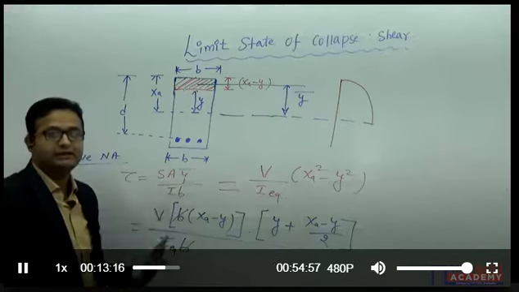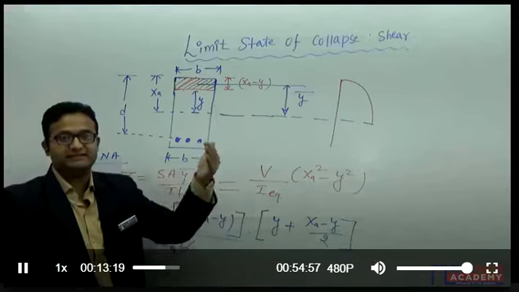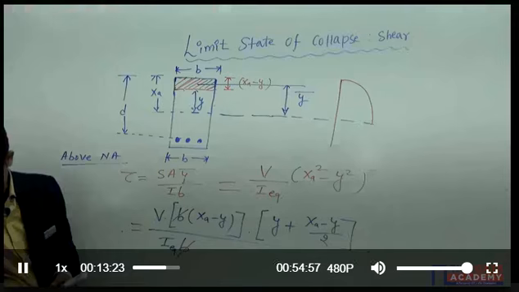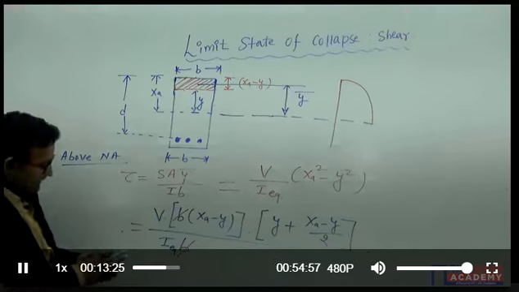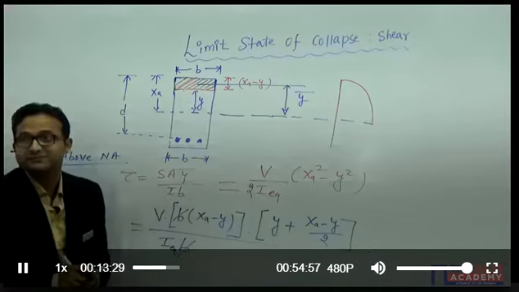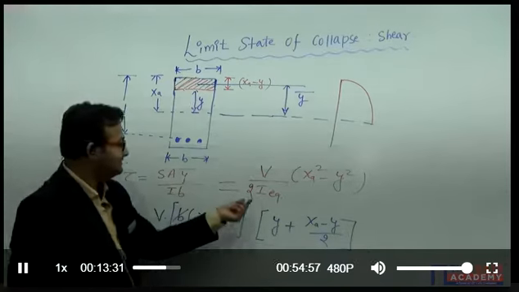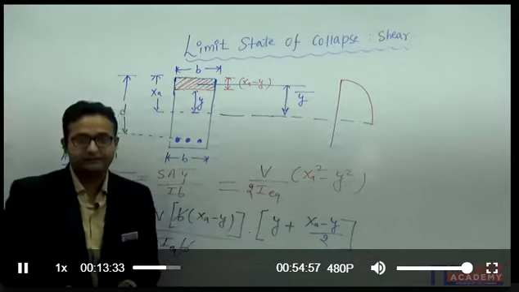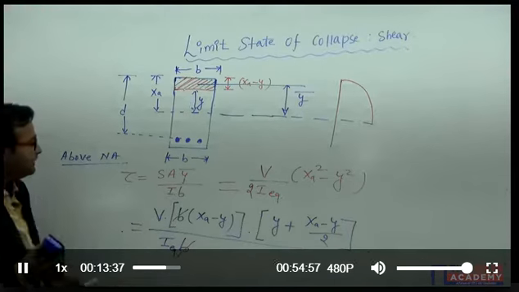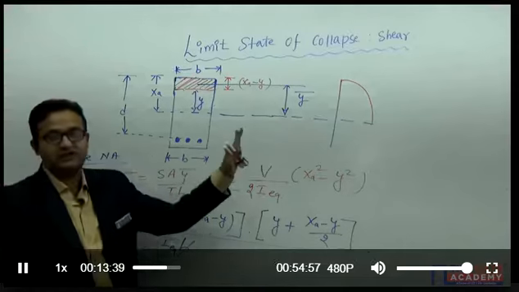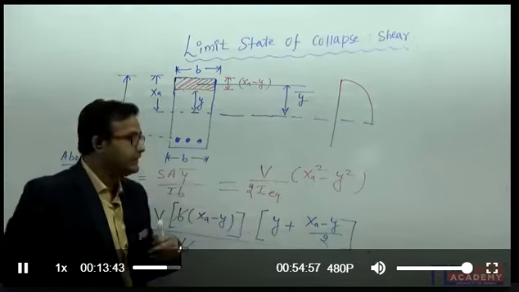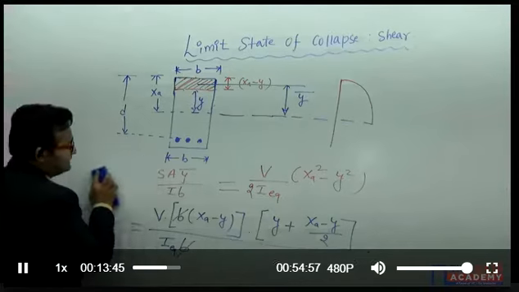This we have calculated for above the neutral axis. Yes, there will be divided by 2 also. Thank you. Somebody found it is I equivalent. Fine. So in this way we have calculated the shear stress distribution above the neutral axis and we found it is parabolic. Let's calculate below the neutral axis.